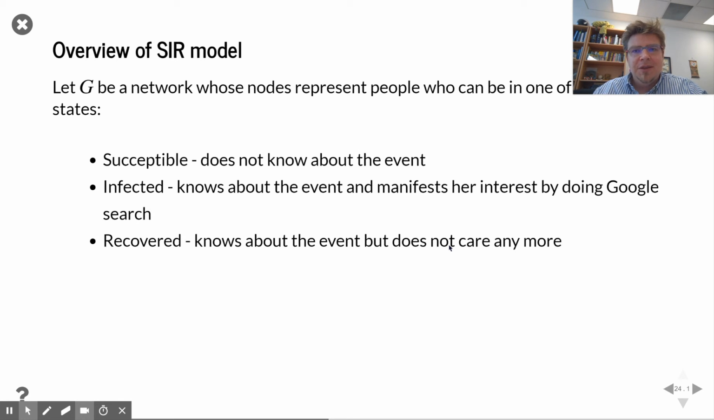Susceptible: in terms of information, this is a node who does not know about the event yet. Then infected: infected are those nodes who know about the event, and they manifest their interest. Not only do they know, they are interested in it, and they manifest their interest by doing a Google search. This is observable, so we can observe the number of infected nodes. And then there are recovered nodes, who know about the event, but they don't care.